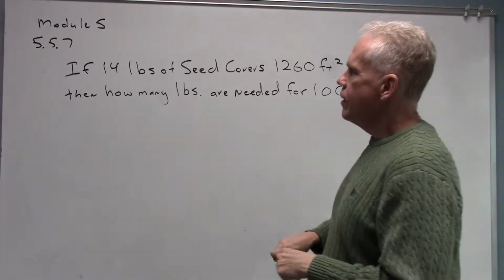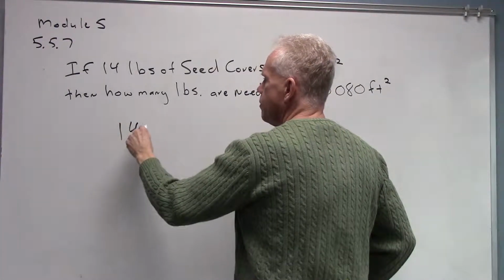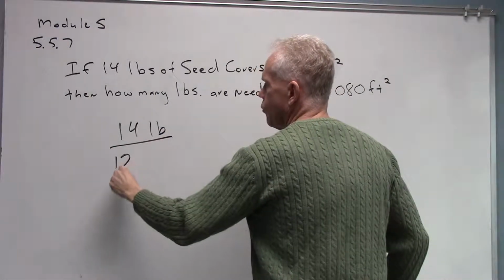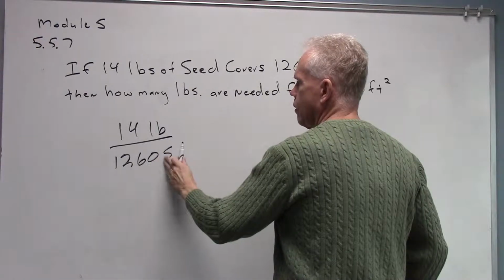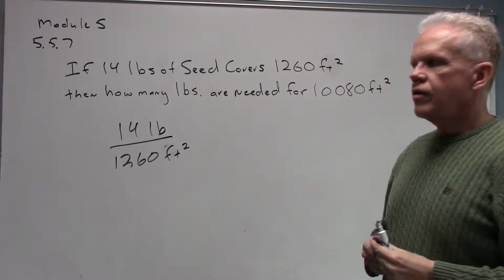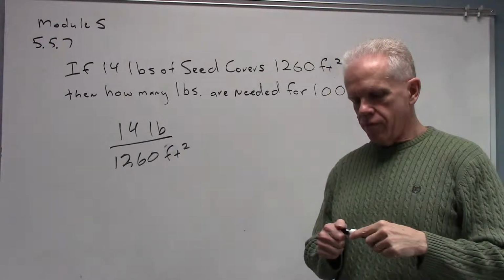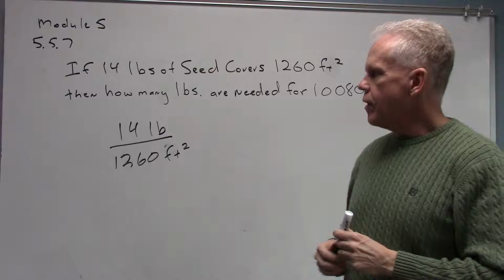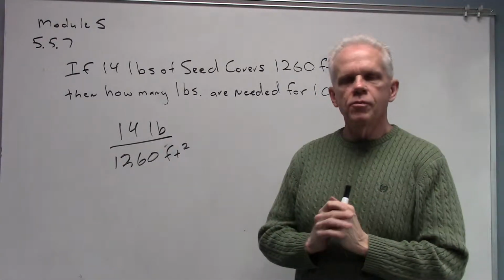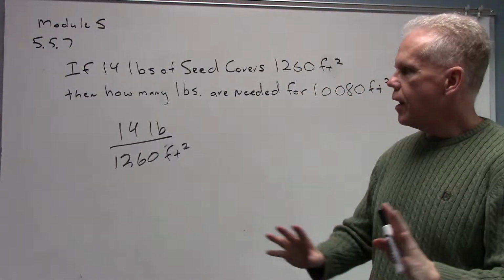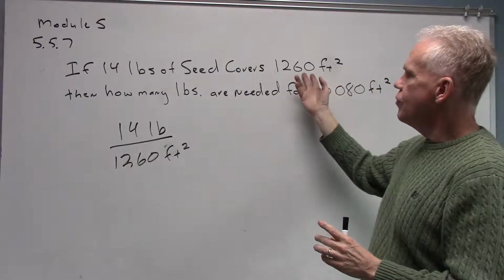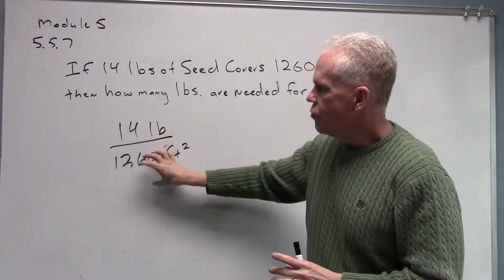The rate that we're given is 14 pounds of seed will cover 1,260 square feet. Now I want you to notice when I wrote this rate down that I wrote down the units. Really important to write down the units, because what we're going to do is set a proportion up based out of this rate that they gave us. They gave us 14 pounds covers this much. We write this down as a rate.